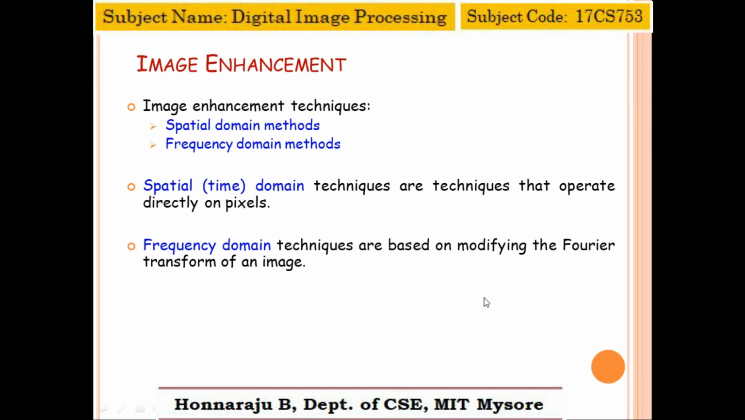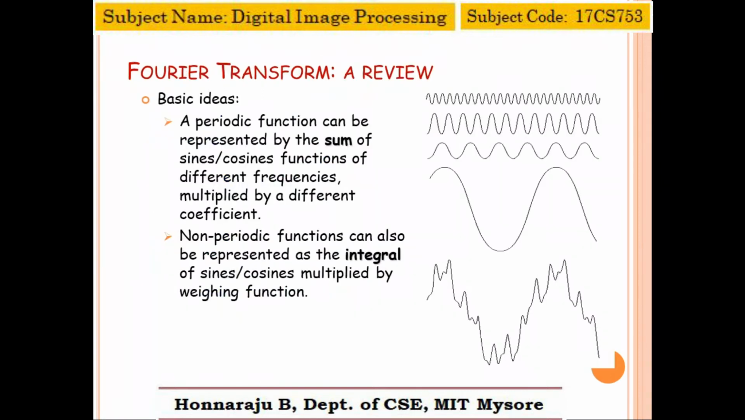Here the input is the spatial domain image and the output is also a spatial domain image. In between we convert the image into frequency domain, then after processing the output will be converted back to spatial domain. So here we do modification of the Fourier transform. Before getting to frequency domain enhancement, we discuss the concept of Fourier transform.